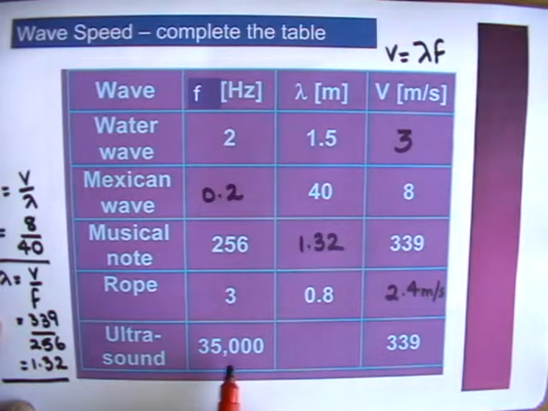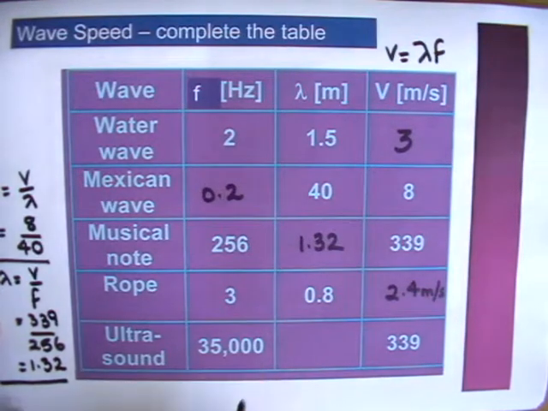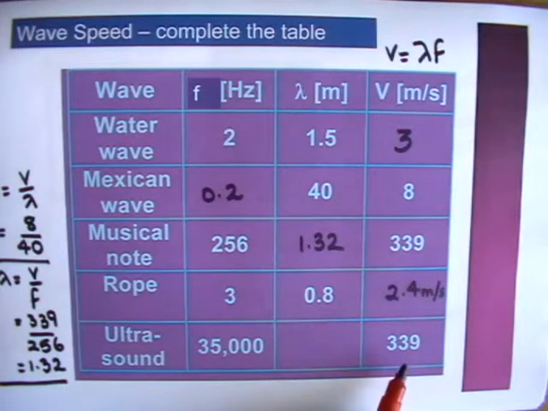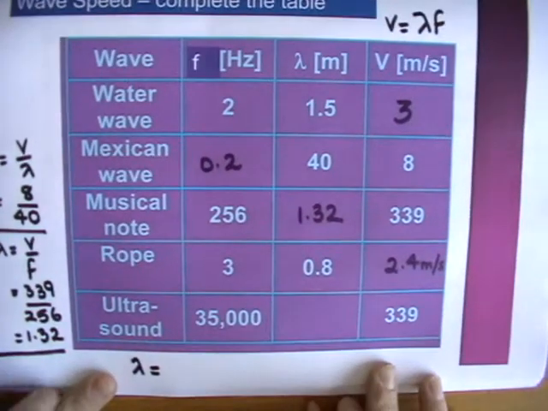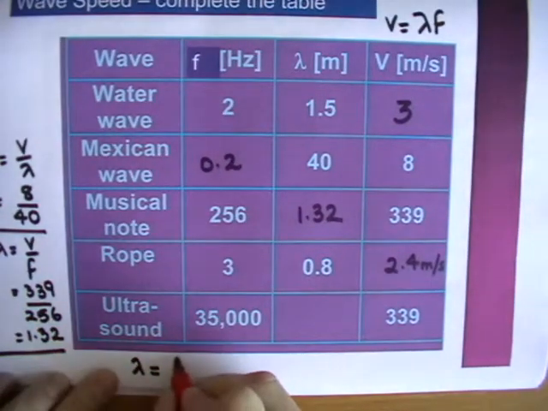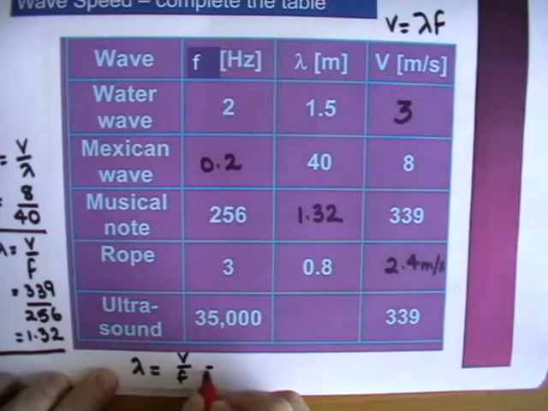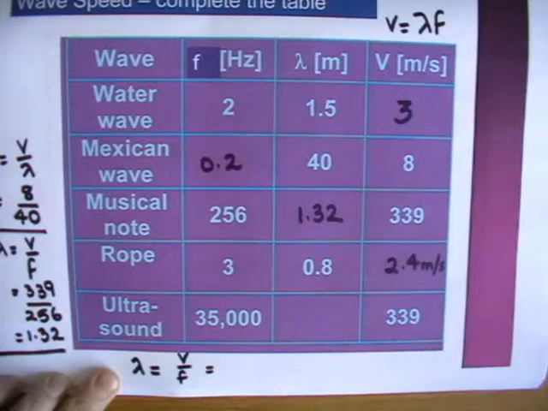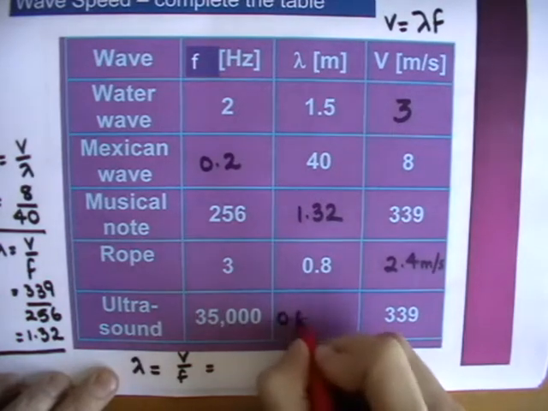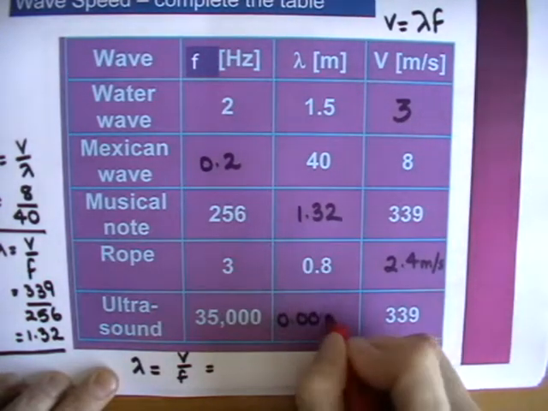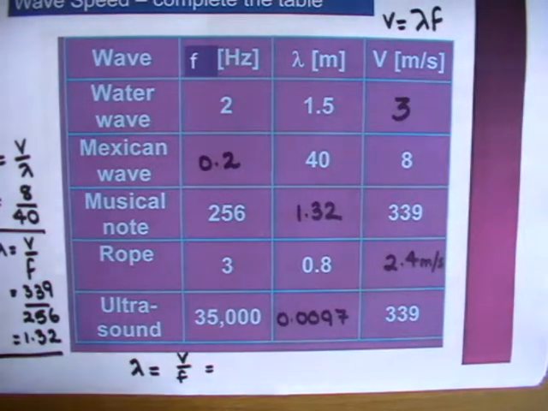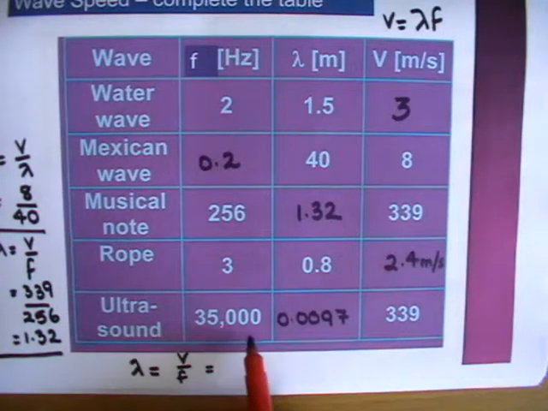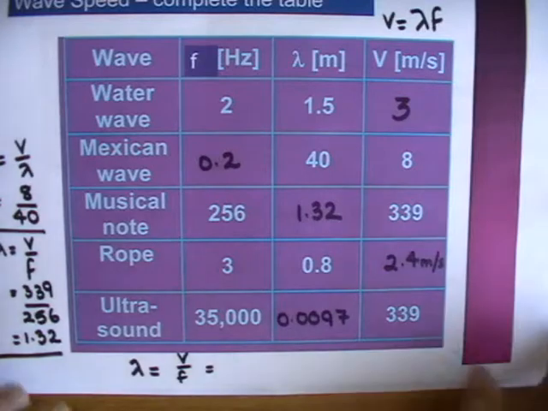And then the last one is ultrasound. It's got a huge frequency, 35,000 Hertz, and a speed of 339. So again, we're looking for lambda. So lambda is equal to V over F, and so that's 339 divided by 35,000. And that gives you a very small number, 0.0097. So it's a very, very small wavelength this time for ultrasound. And you know that ultrasound waves are waves of a very, very high frequency, and therefore they must have a very tiny wavelength if that's the case.